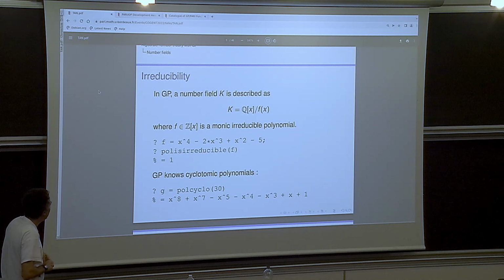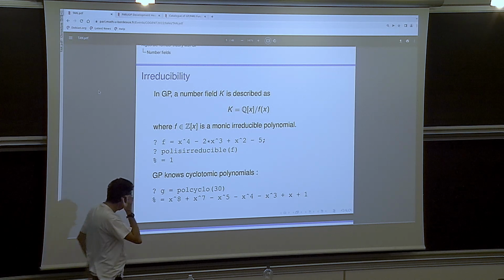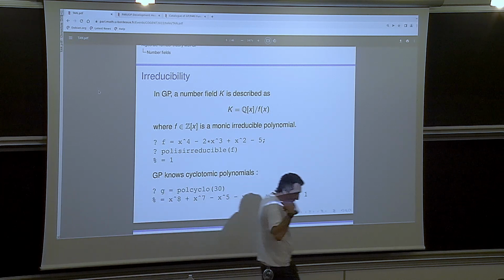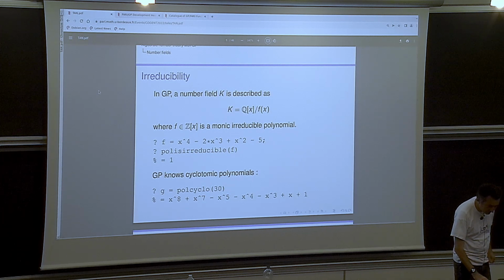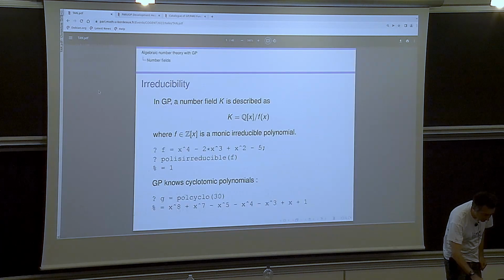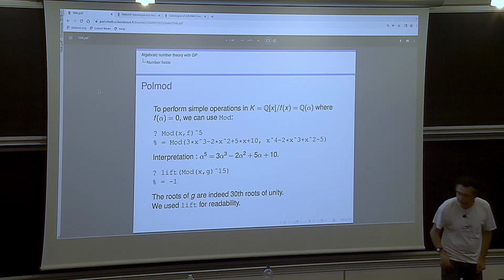As an example of a polynomial, you can generate a cyclotomic polynomial. So it allows you to build a cyclotomic field.